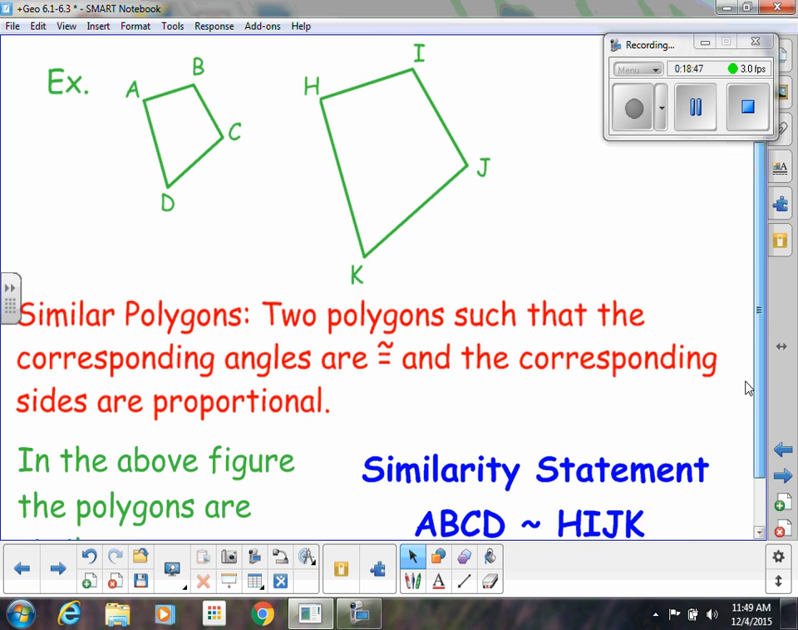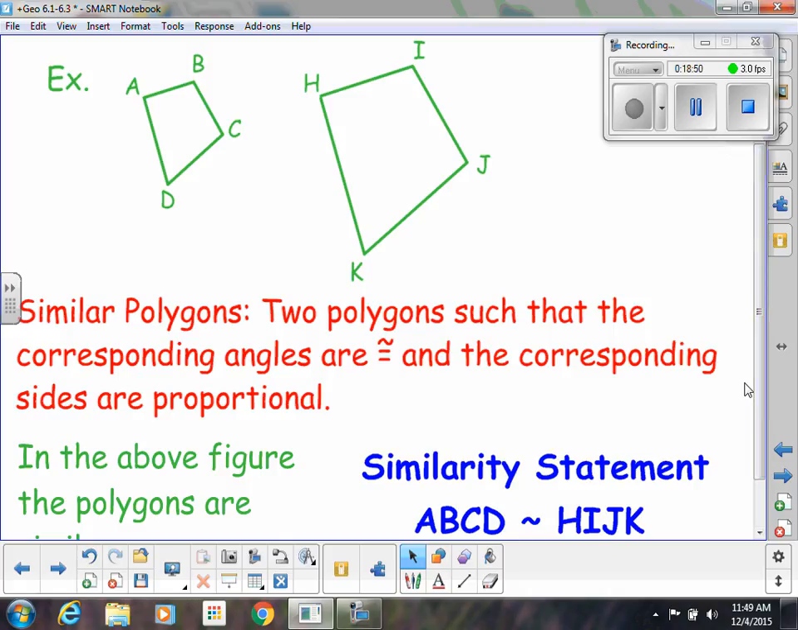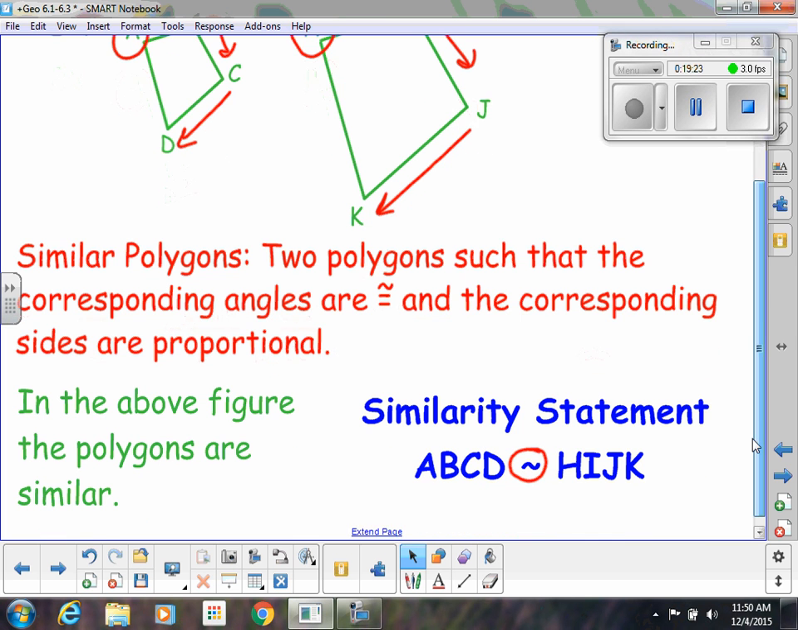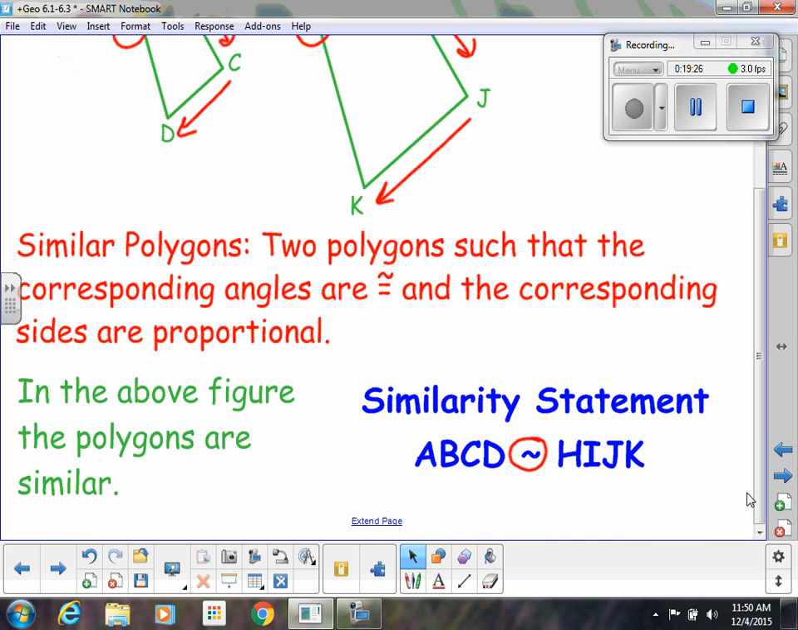So if I look at these figures up here, it's telling me those are similar. And so here's how we write a similarity statement. It's very similar to how we do a congruence statement. So I need to make sure I match up the letters in the correct order. So I'm going A to B to C to D. So A, B, C, D is going to be similar. Notice that I'm using this little squiggle to mean similar. And I'm going to start with H, and then I'm going in the same direction: H, I, J, K. So here's our similarity statement. The order of the letters matters.